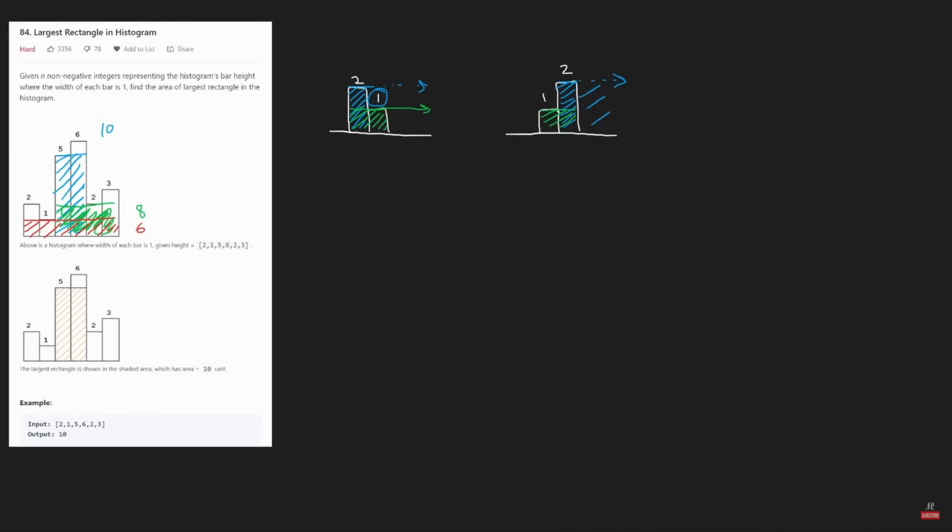The third case is if two rectangles were even right next to each other. In this case, we can also keep extending it, right? Because there's no hole. These rectangles are the same height. There's no smaller rectangle stopping them from being extended farther to the right.